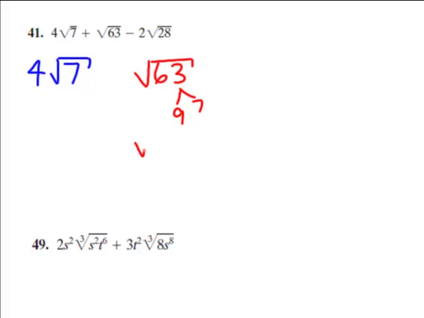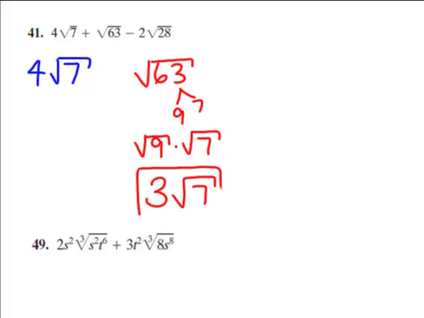And remember, we can write that as the square root of 9 times the square root of 7. Or we could break up 9 and notice that there's 2 3's that come out. So the square root of 63 simplifies to 3 root 7. So far we have 2 things that have a root 7 that we can combine. Let's see if we can combine the last one.